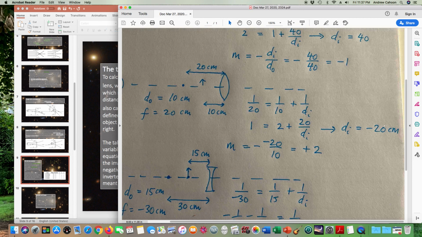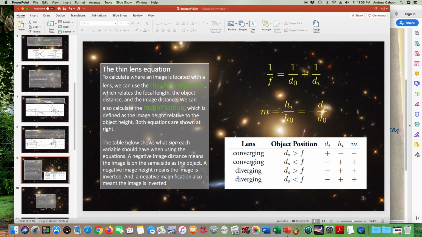Okay, then we can take that, plug it into the magnification formula. So our di goes on top, and it's a minus, so plus 2 magnification. So it's doubled in size. When you have a magnification of plus 2, it's doubled in size. So plus means it's upright, and the number tells you how many times it's magnified. All right, so back to the table. Our object distance was less than the focal length, so we had a negative image distance and a positive image height, positive magnification.